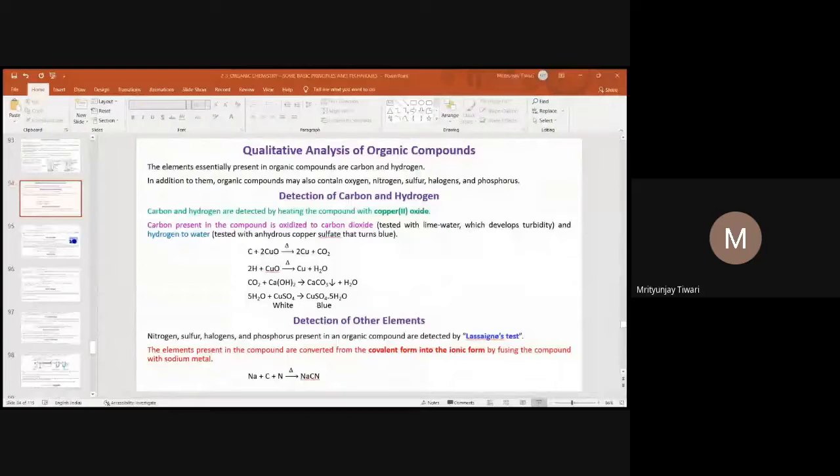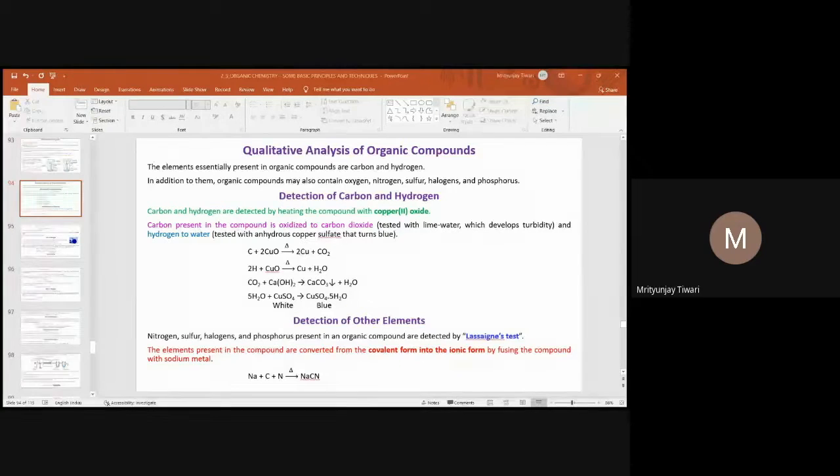To test phosphorus qualitatively, we oxidize the compound. We take sodium peroxide to oxidize the organic compound, and with the oxidation we see the formation of sodium phosphate. When sodium phosphate reacts with HNO3, so we add HNO3 to it, it forms phosphoric acid, and when phosphoric acid reacts with ammonia and ammonium molybdate, it forms ammonium phosphomolybdate. This forms a precipitate, and the formation of this precipitate, ammonium phosphomolybdate, confirms that the compound contains phosphorus.